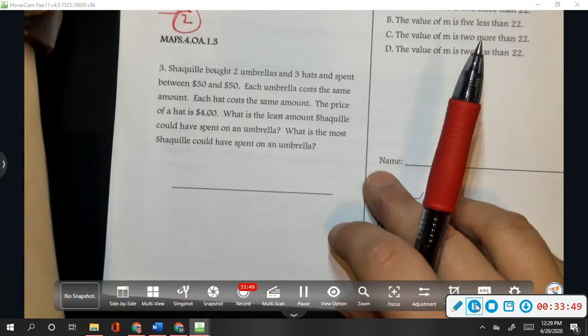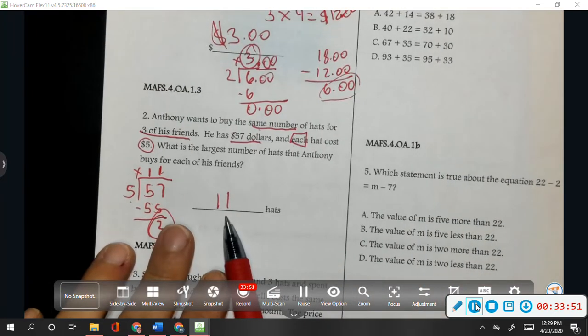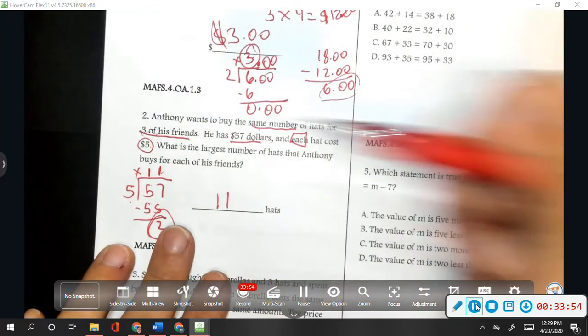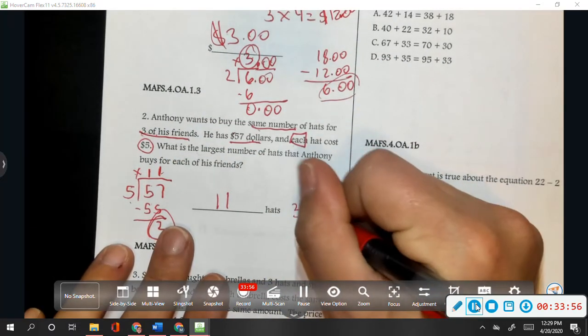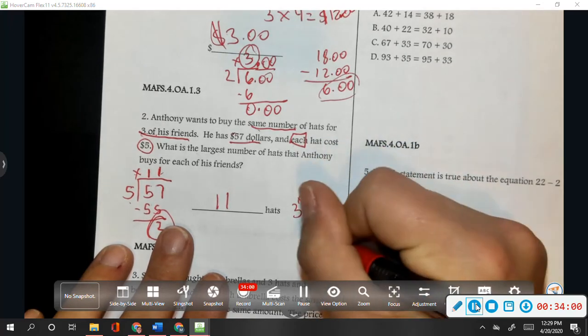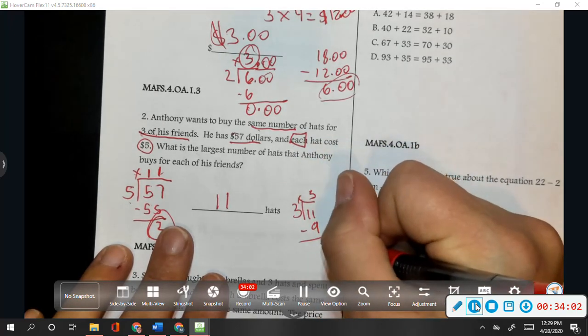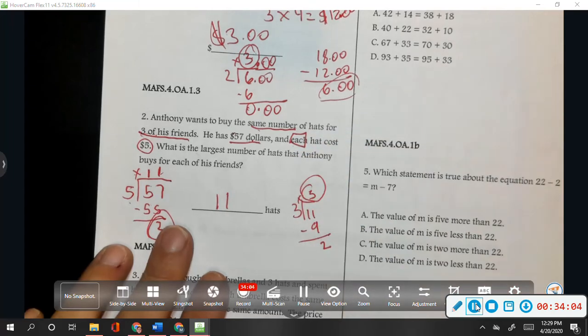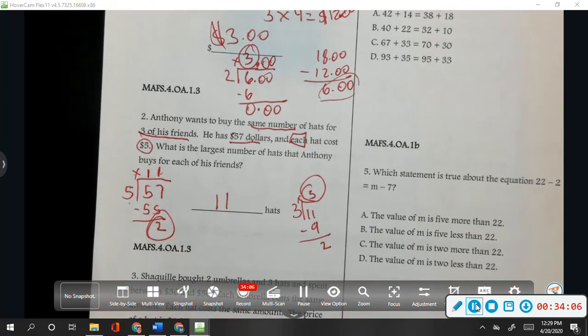Now if we were going to take that even further, we could find out how many hats each friend gets by dividing. 3 goes into 11 3 times. 3 times 3 is 9. 11 minus 9 is 2. So each friend is going to get 3 hats.